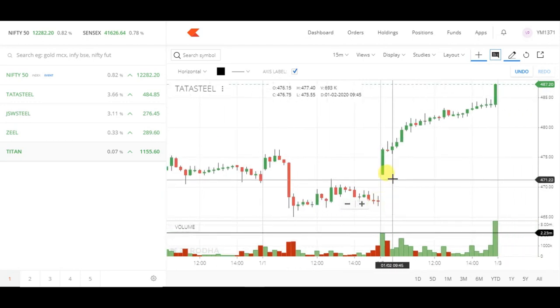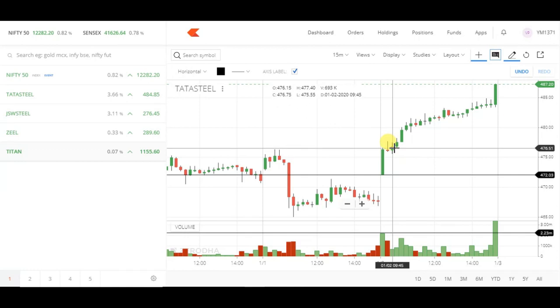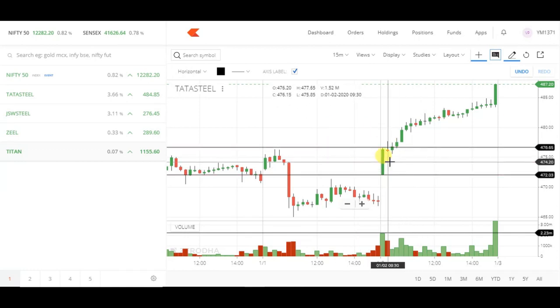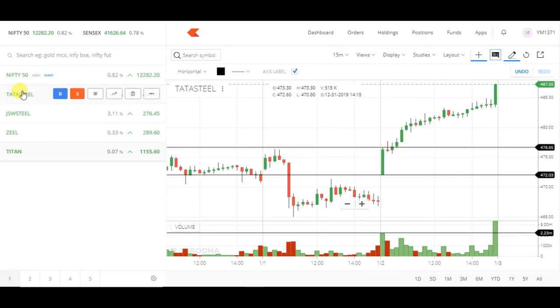So we'll mark the high and low of this first 15-minute candle, and we can clearly see the next candle broke the high of the first candle. As Nifty is on a strong side, we'll take only the buy call. So we'll take a buy call over here.